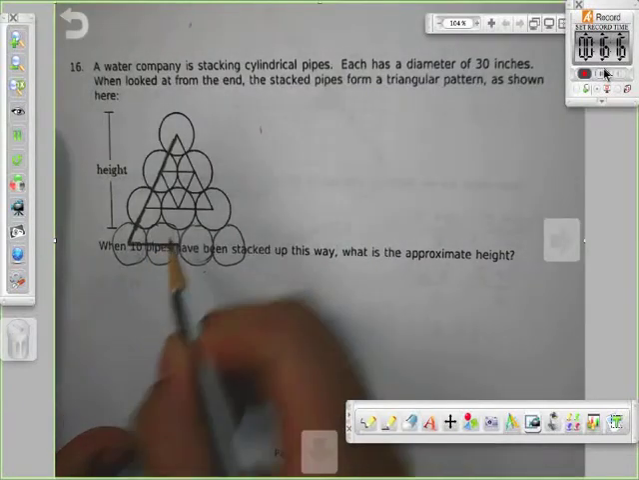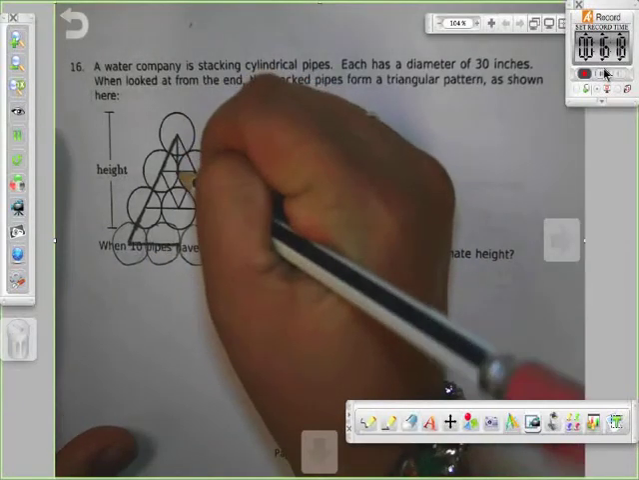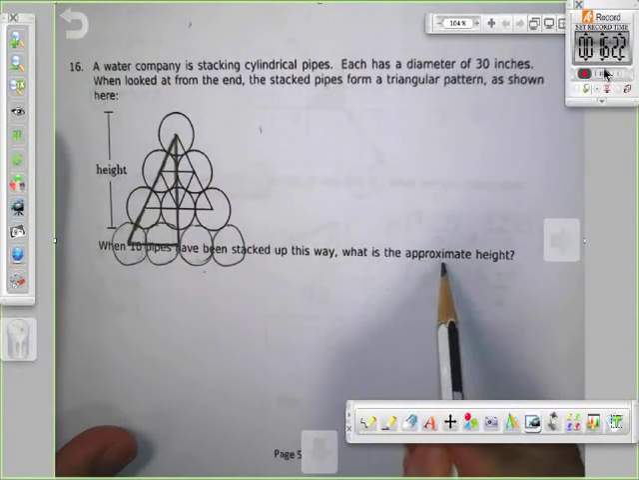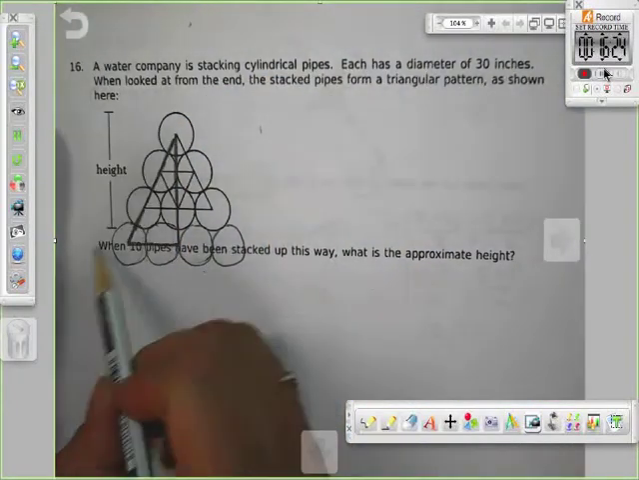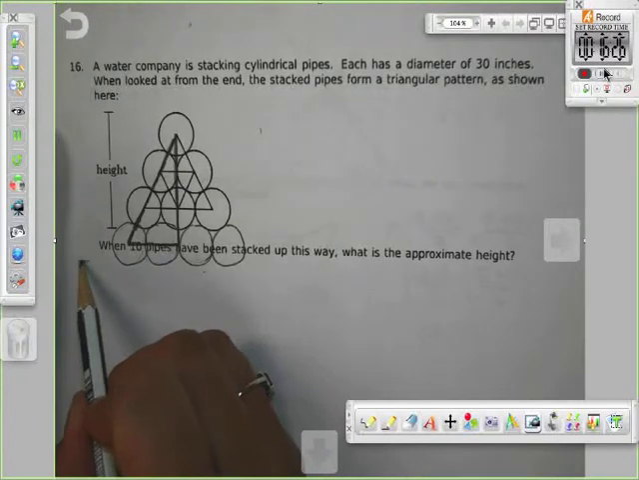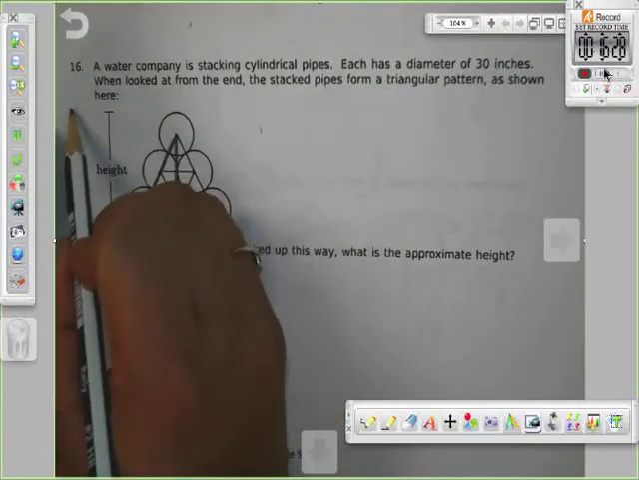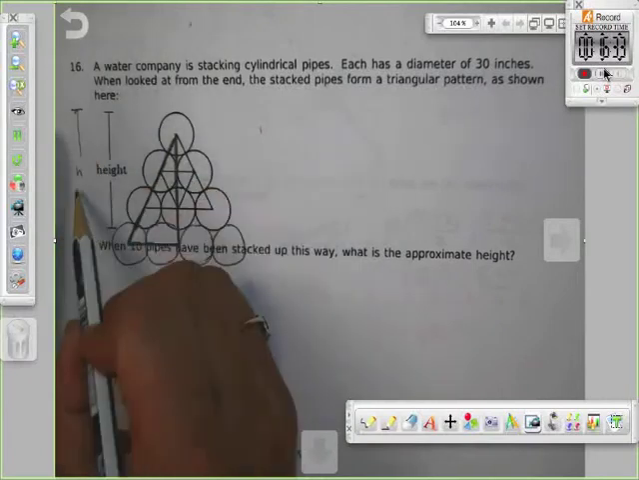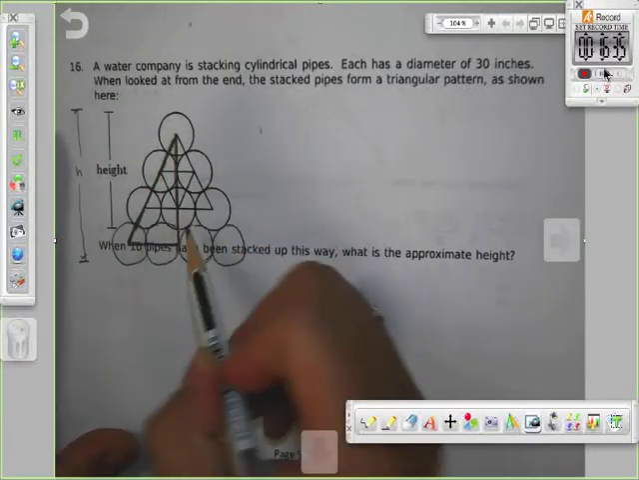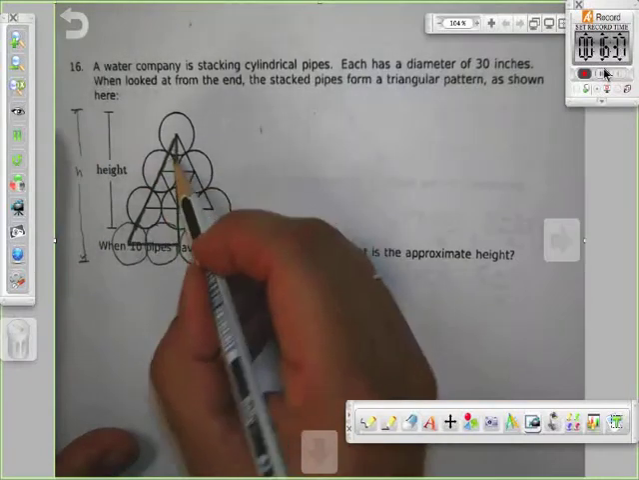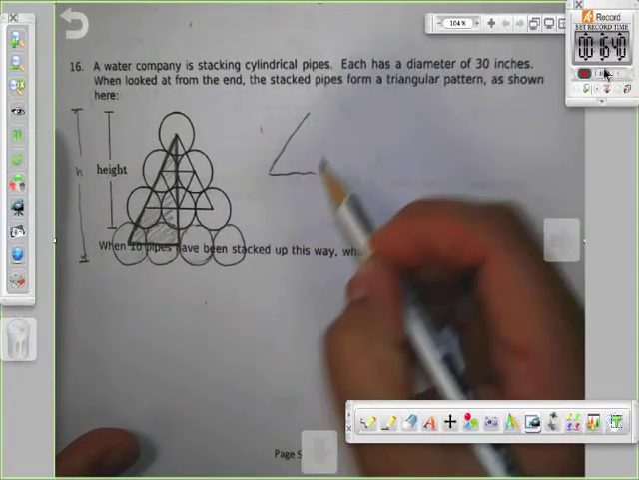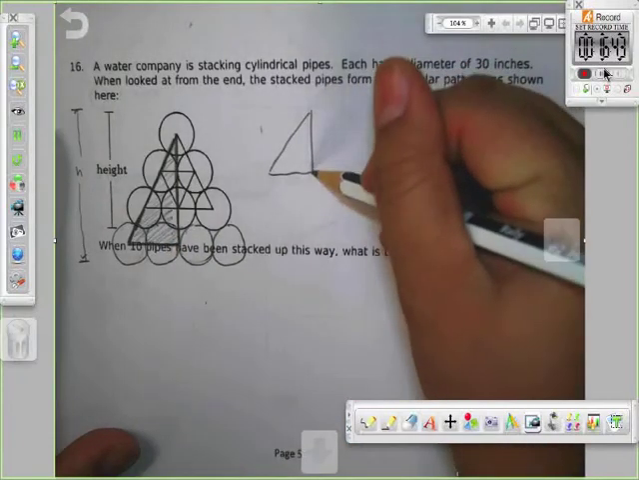So what I'm looking at here, here's the center of this circle. I'm looking at this side length here. I'm going to darken it. This length down here. So it's a diameter and a radius. And then this, I'm going to call this X. It asks for the approximate height of the 10 pipes. So my height is actually going to be from this position all the way to this position. That is going to be my height.